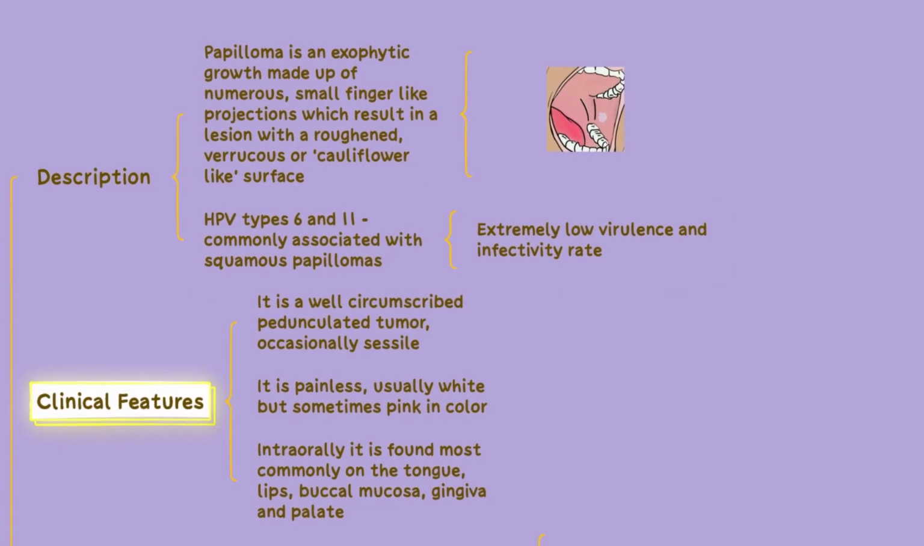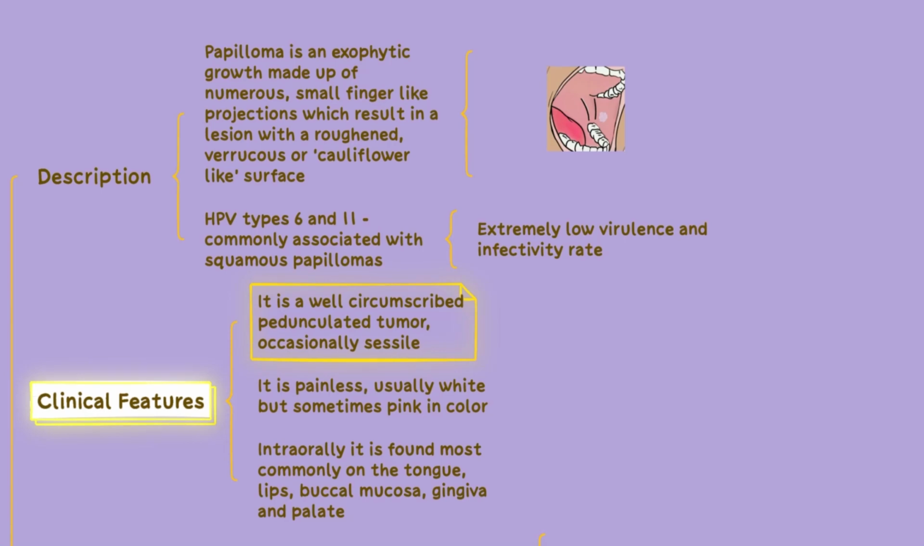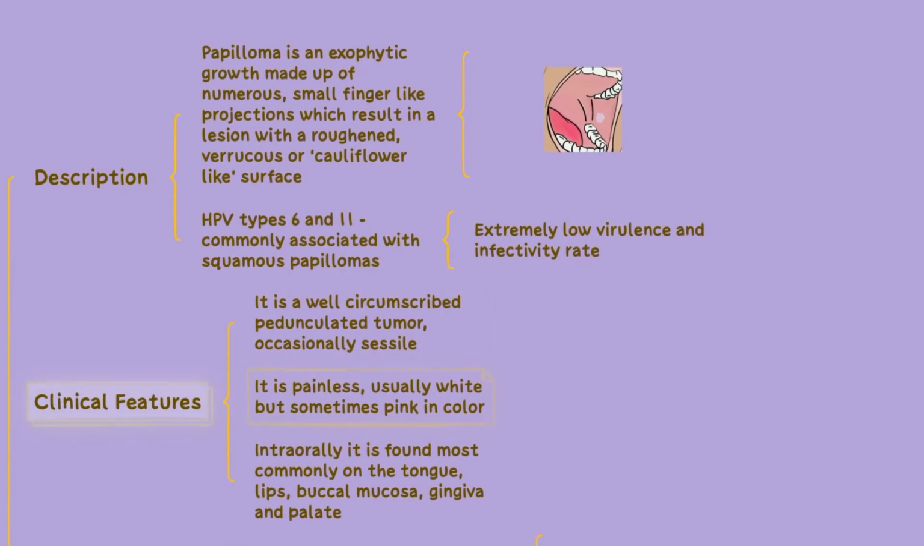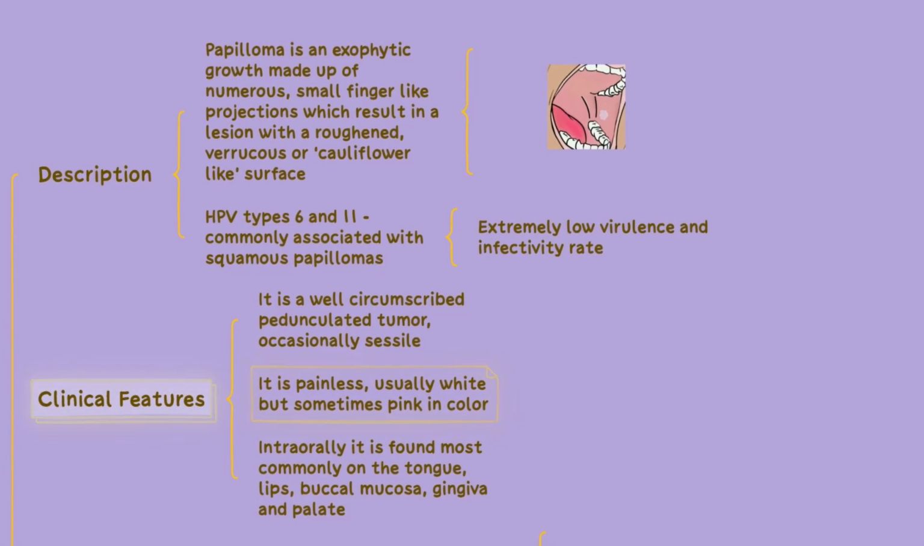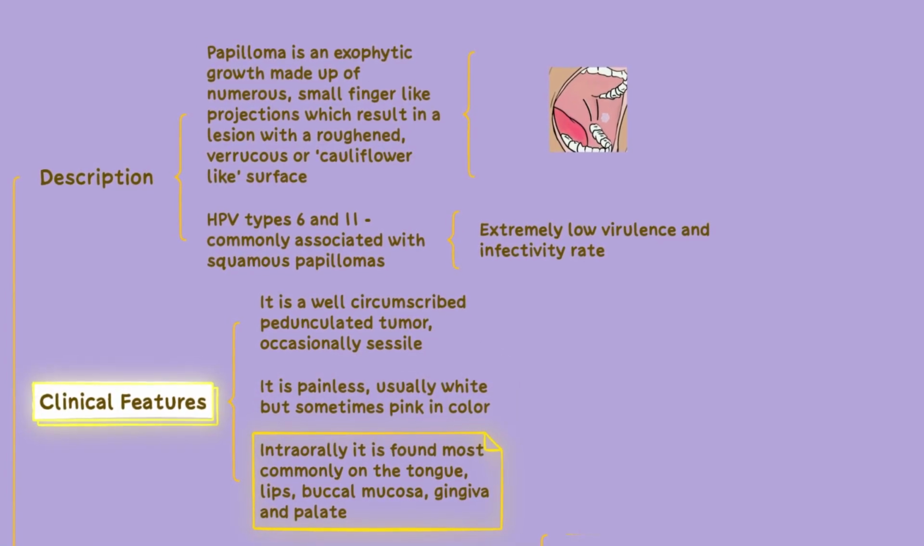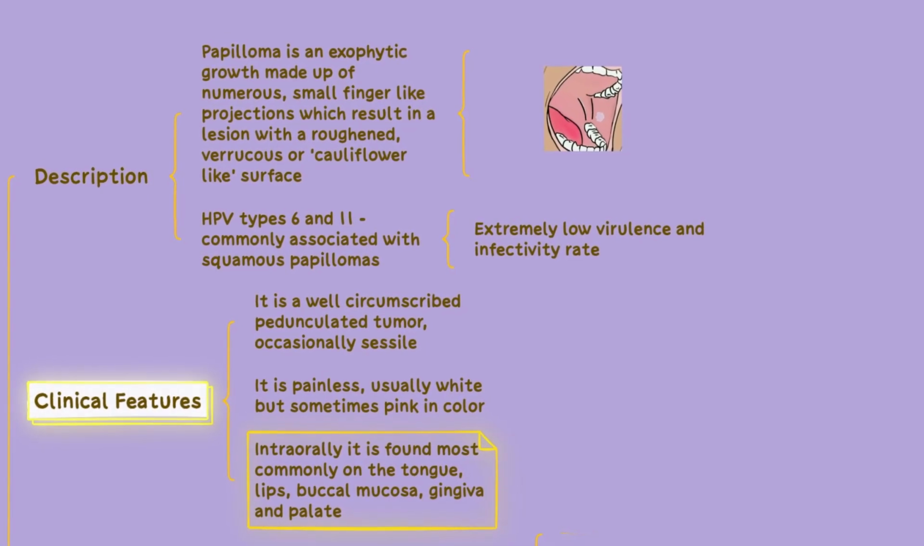Clinical features of squamous papilloma include a well-circumscribed pedunculated tumor, occasionally sessile, that is painless and typically white in color, but can also appear pink. It is commonly found on the tongue, lips, buccal mucosa, gingiva, and palate in the oral cavity.